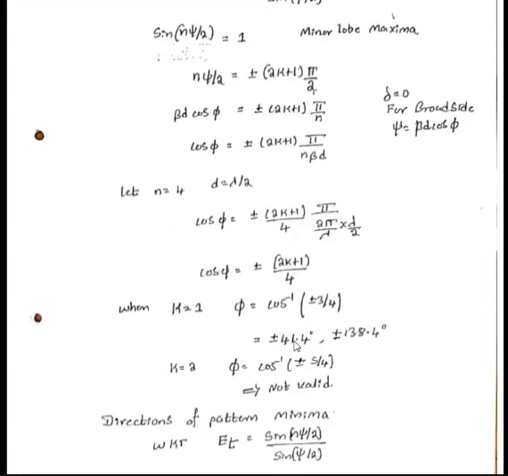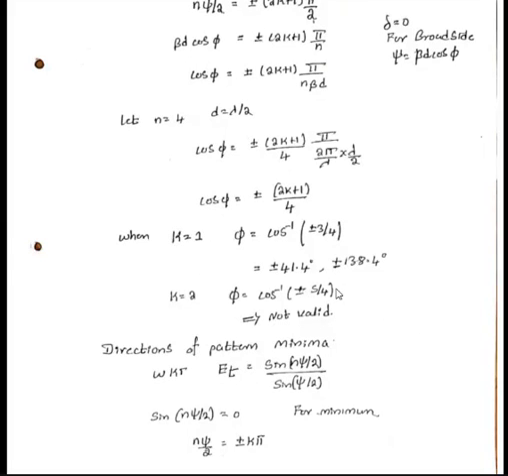Okay, that is plus or minus 41.4 and plus or minus 138.4. We'll be having the minor lobe maxima in this particular direction, which I will show in the figure on the next page. Suppose you put k is equal to 2, 2 into 2 is 4, 4 plus 1 is 5, 5 divided by 4, you will have a value more than 1 here.